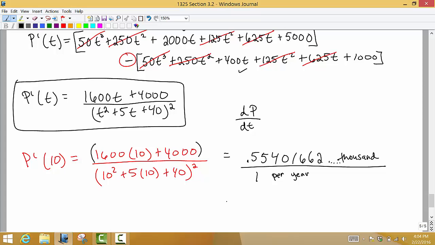That means I can think about how many actual people. So that would be multiplying the top number by 1,000. I could get 554 people, approximately, rounding to the nearest whole person. That's 554 people that are coming into the community per year. So that's our rate of change of population over time.